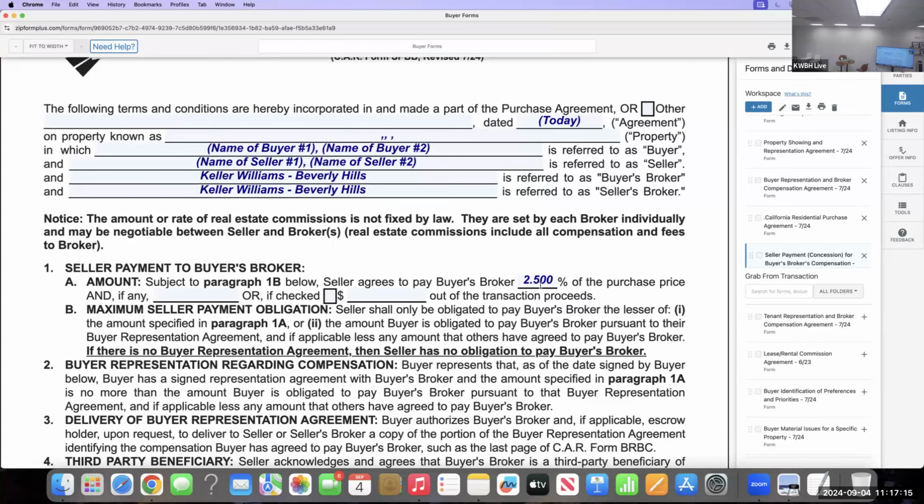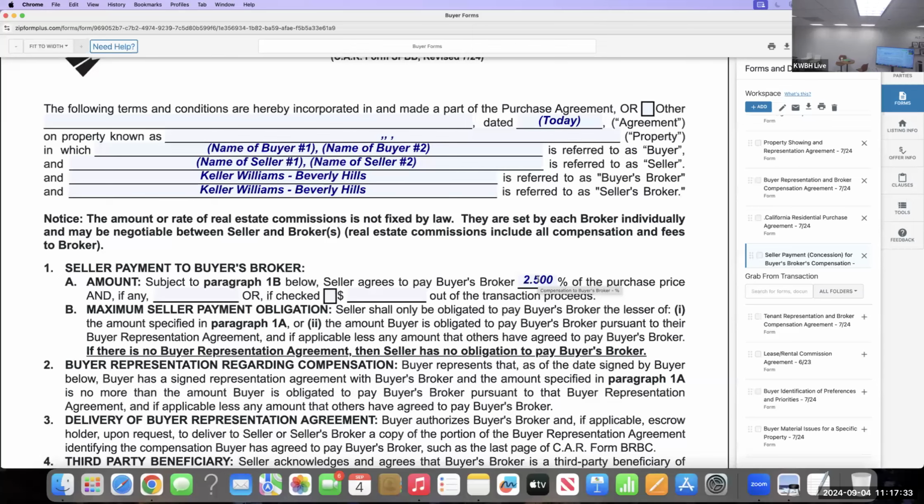Seller agrees to pay brokers 2.5%. Why is the listing agent asking me for proof? Because of this next line: "Seller shall only be obligated to pay buyer's broker the lesser of" what's here or in my buyer rep agreement.